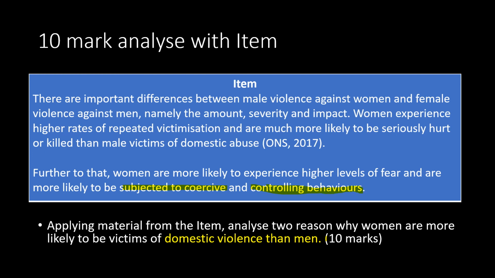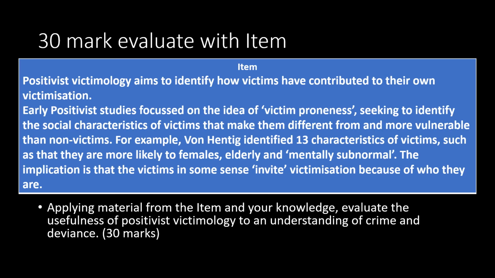So we could link it back to patriarchy. We can even think about some of the sort of power positions. So women obviously have weaker positions financially, or more subordinate positions. And the 30 marker, if you were to get one, would be a discussion about the usefulness of approaches. So it might be why positivist methodologies and victimologies are more useful than critical. And again, it can become a debate.